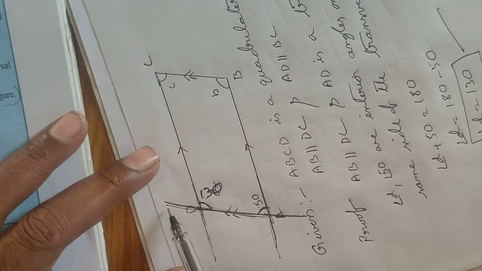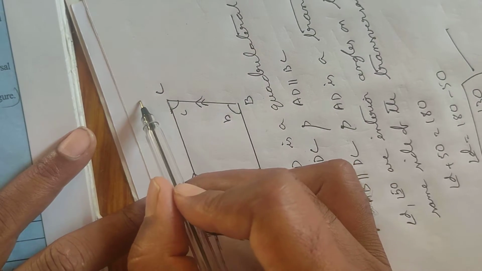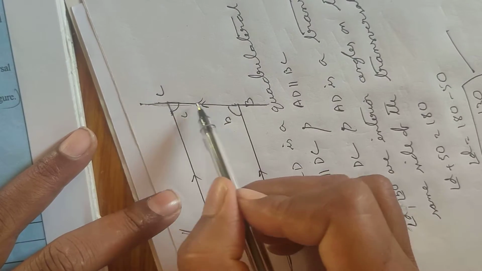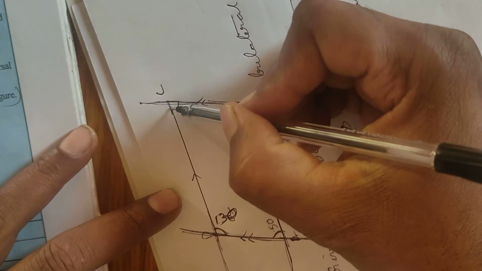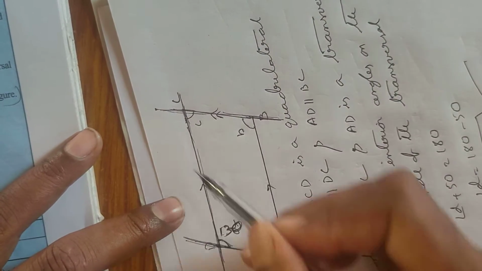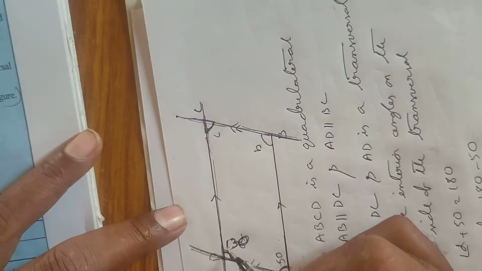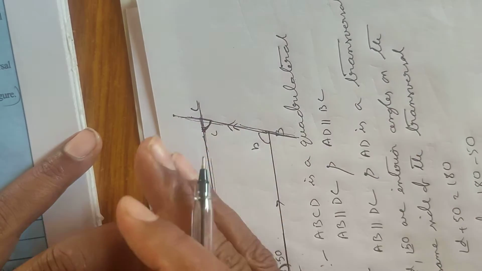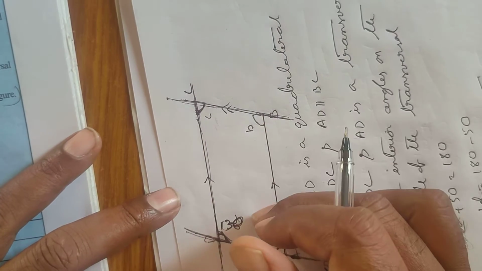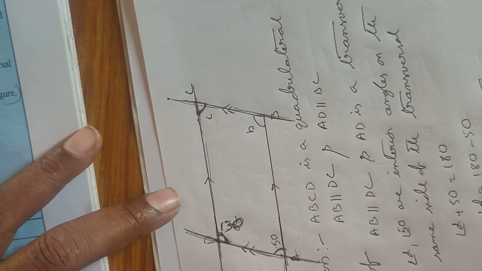Now he has given AD is parallel to BC. These two are parallel, given. For your understanding, I am extending this one. No need of extending, but to understand I am extending. That's it. Okay. And what is this? It is a transversal. Two lines are there and it is a transversal. What are these two angles? These two angles are called interior angles on the same side of the transversal. They are supplementary. Means if you add these two, you should get 180.